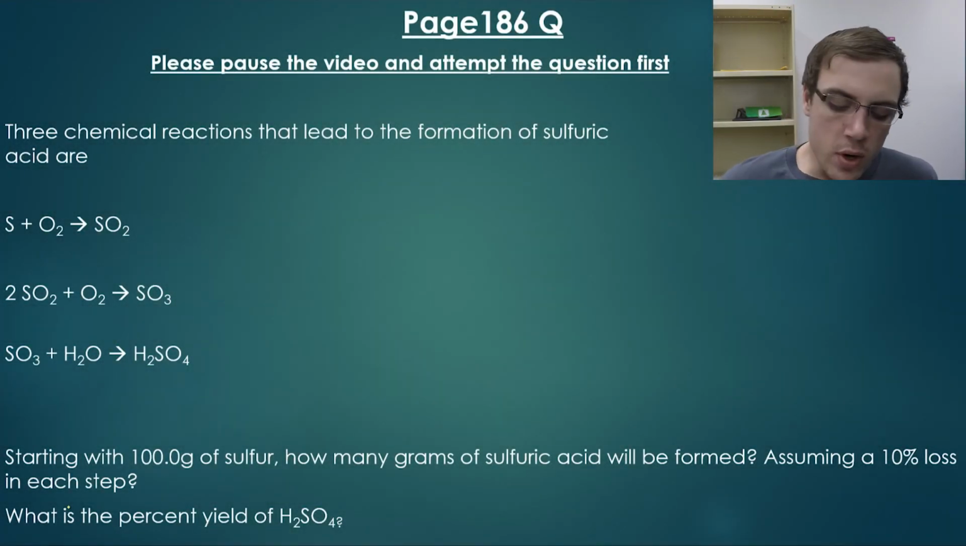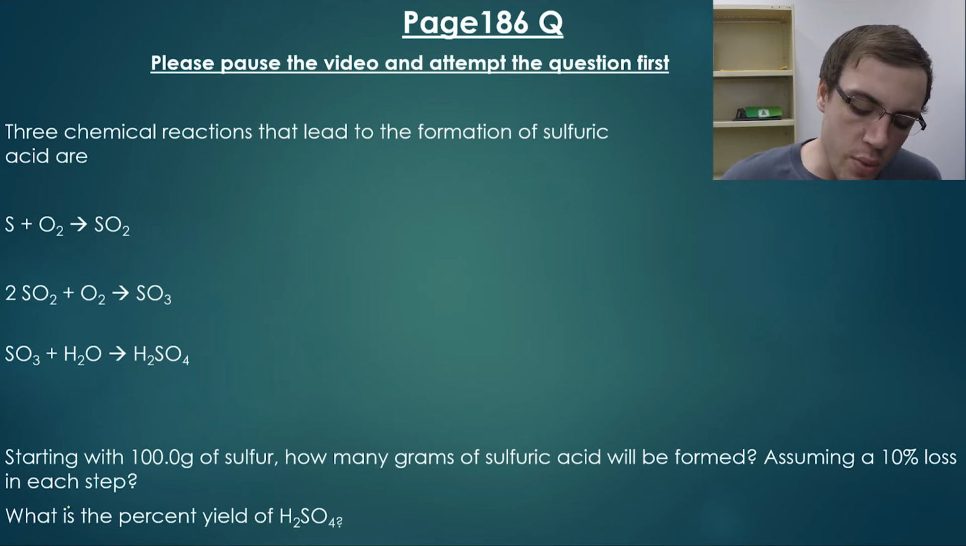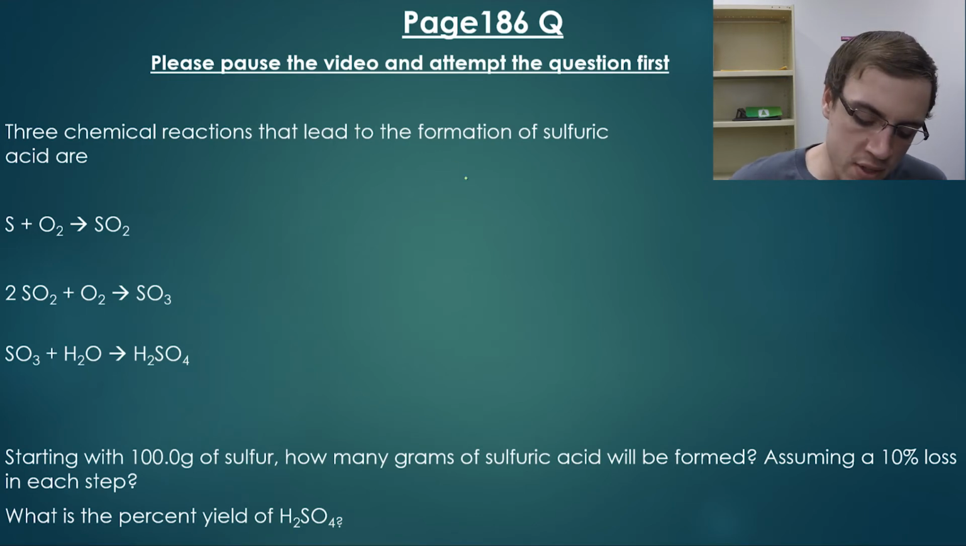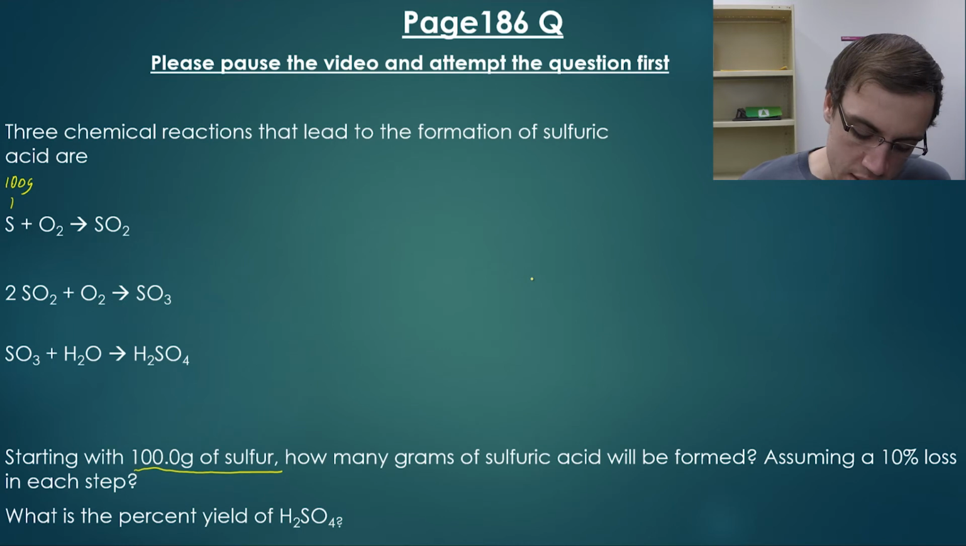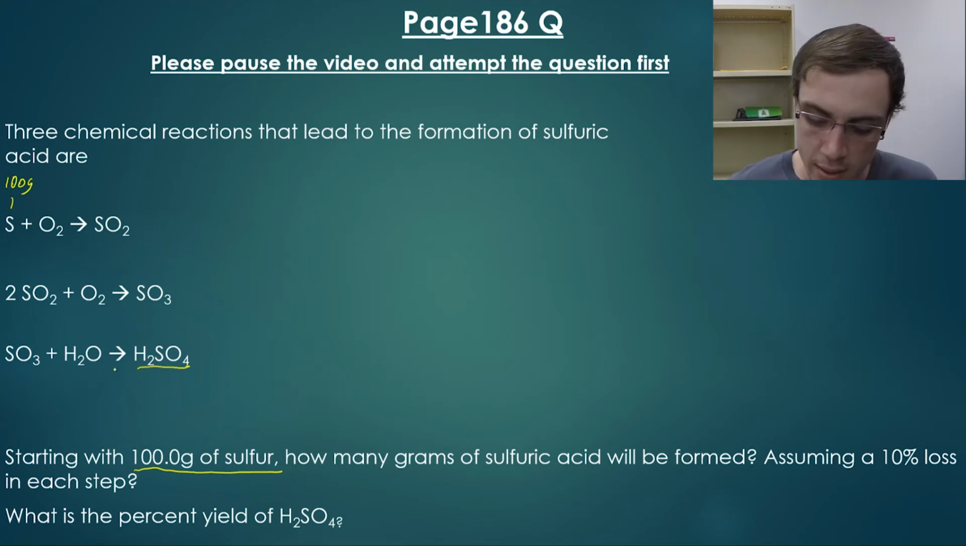Okay, so let us now move on to our next question here. So the question states 3 chemical reactions that lead to the formation of sulfuric acid are here. So we've got reaction number 1, reaction number 2, and number 3. So starting with 100 grams of sulfur. So it'll be up here. So we have 100 grams. How many grams of sulfuric acid will be formed? So it's asking for how much our final product will be.